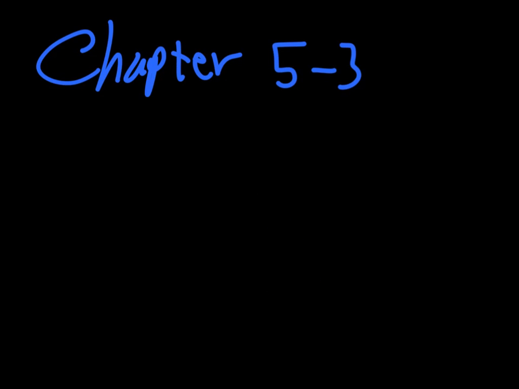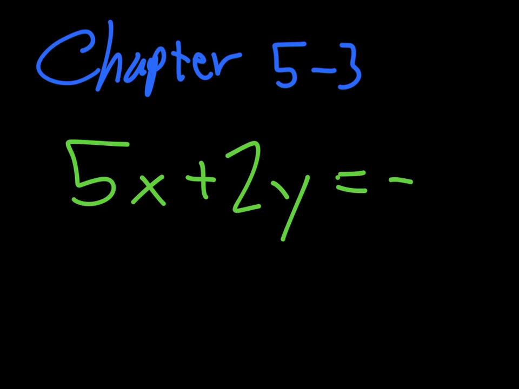Okay, chapter 5-3 is what's called standard form. And standard form is another type of equation in which we have to rewrite it so we can get slope-intercept form, which we covered in 5-2. Okay? So, standard form looks like this. If I have, what's the example? Here we go. 5x plus 2y equals -10.